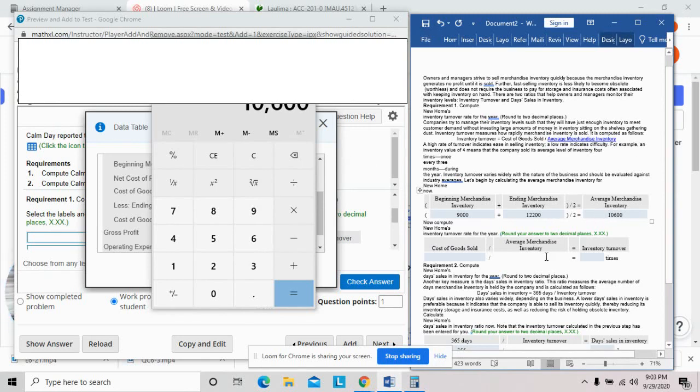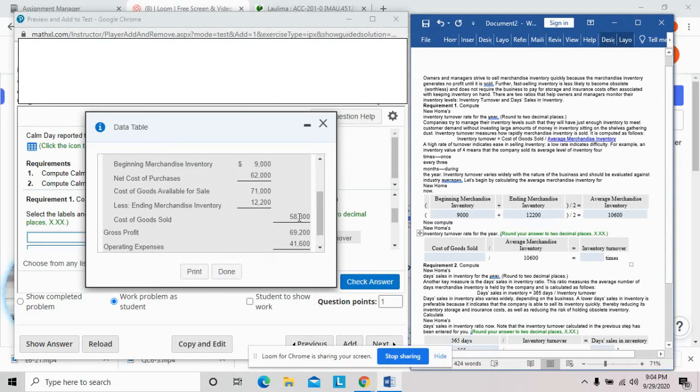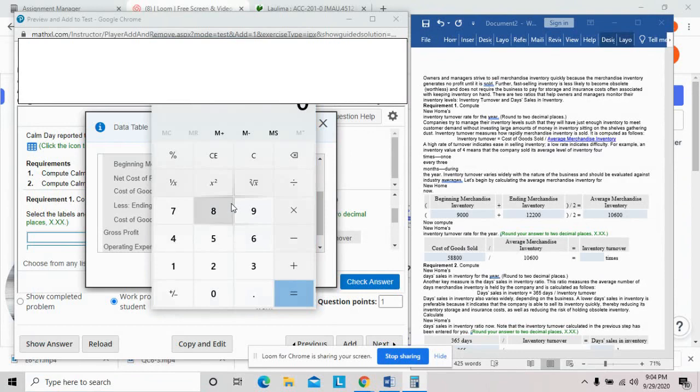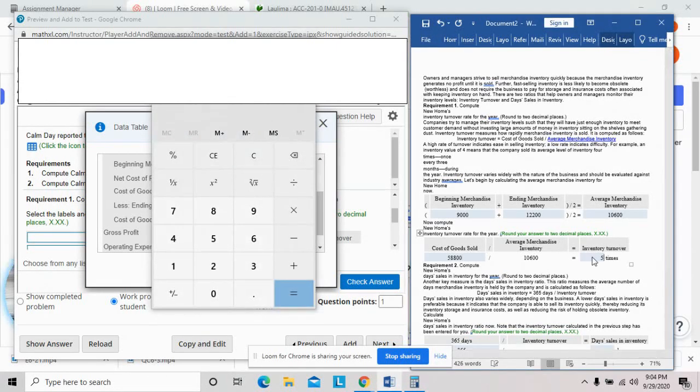Okay, so that number, average merchandise inventory, will go in here, 10,600. I would then look at the cost of goods sold, which is here, 58,800. That will give me the inventory turnover ratio. Looks like I need to open my calculator again. 58,800 divided by 10,600 gives me an inventory turnover of 5.5 times. If you look at the example here, an inventory turnover rate of 5.5 means that the company can sell its average level of inventory 5 times, once every 3 months during the year in this case.